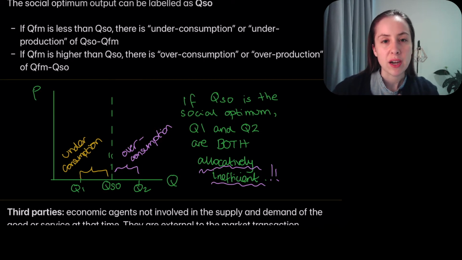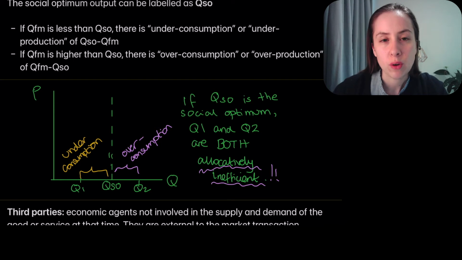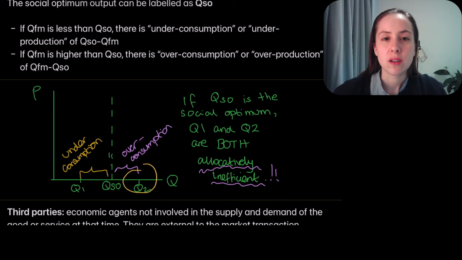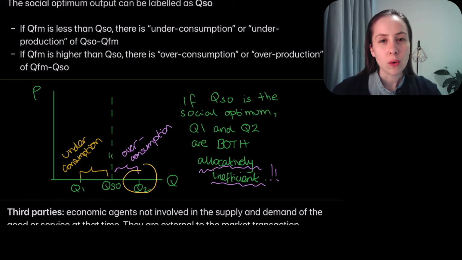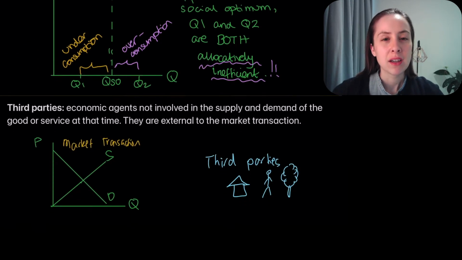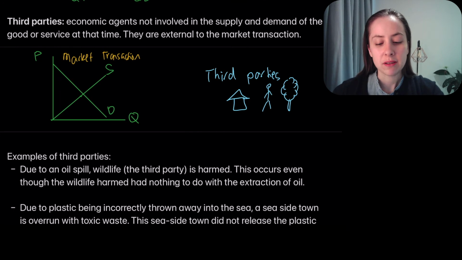At the same time, you could have overconsumption, which is when the quantity is higher than the social optimum. For example, Q2 is higher than QSO. That would be overconsumption if it's due to demand, or overproduction if it's due to too much supply in the free market. Both Q1 and Q2 are allocatively inefficient because both of them are not achieving the social optimum and therefore they're not maximizing welfare.